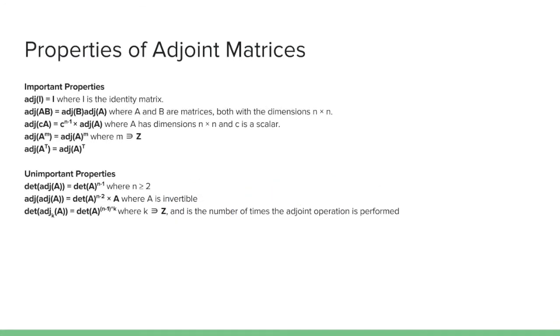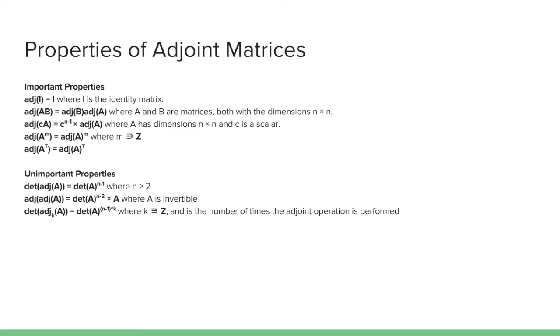Here are some important properties of adjoint matrices. One of these properties is that the adjoint of the identity matrix is the identity matrix. Another one is that the adjoint of A times B equals the adjoint of B times the adjoint of A. Keep in mind that the order has switched here. Another property is that the adjoint of scalar C times matrix A equals C to the n minus 1 times the adjoint of A, where n is the dimensions of A.